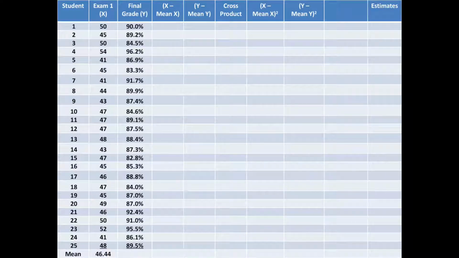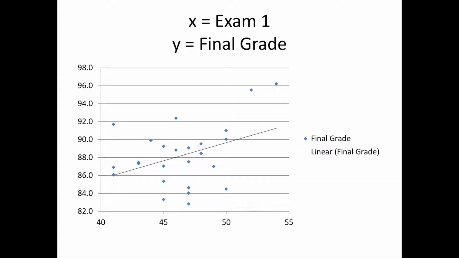So the first thing we need to calculate is our means, our averages. What you can see here is I've already calculated the mean score for exam 1. In other words, remember, we just add up all the scores and divide by 25, the number of students in the class. And let me show you what that would actually look like on our graph of scores.